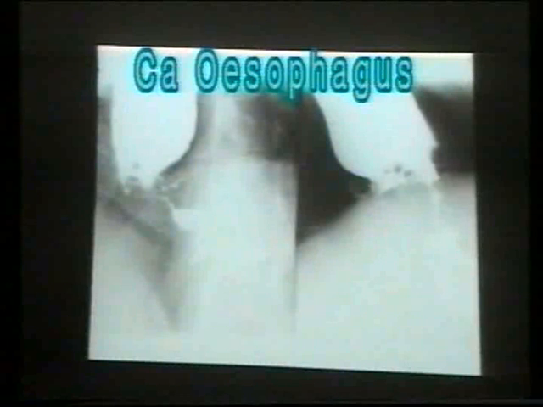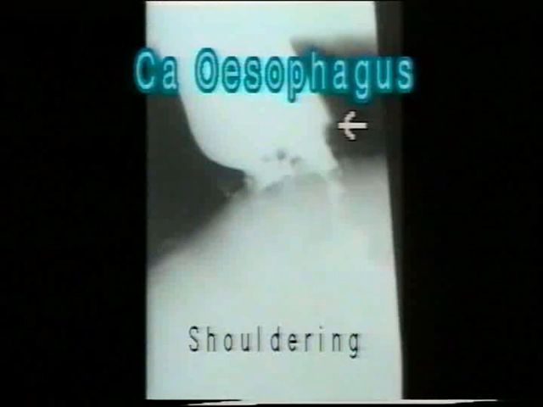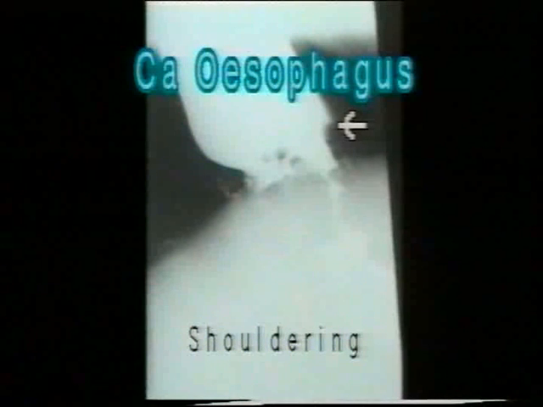In this X-ray, we can see the obstruction to the passage of the barium by a mass in the esophagus. The stricture starts abruptly at the point marked by the arrow, and the shadow makes about 90 degrees angle or even more acute angle with the esophageal wall. This feature is termed as shouldering and is diagnostic of a malignant growth.